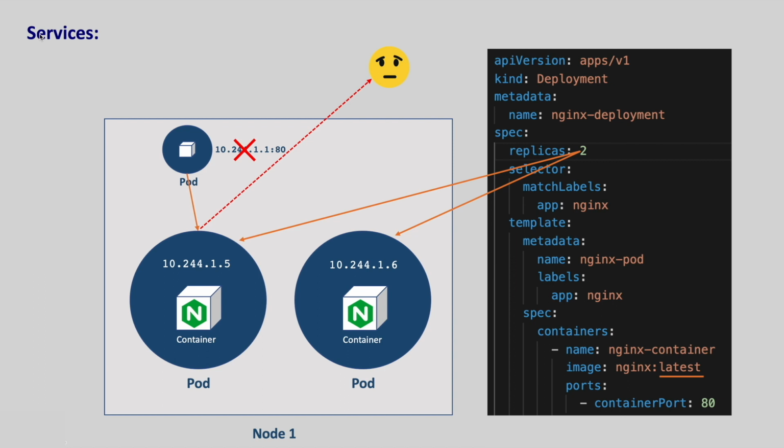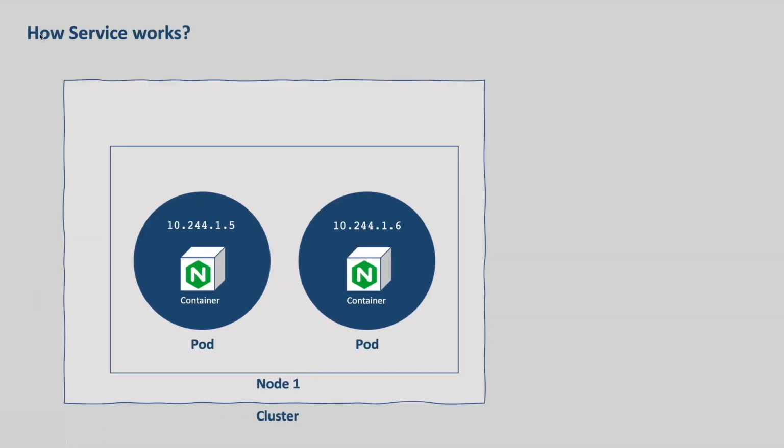But it's a pretty common use case where we need to access the application on the internet or from other services, especially in the microservices world. Port forwarding is just for debugging purposes, to access on our local machine. It's not publicly available. That's where Kubernetes services come into the picture.